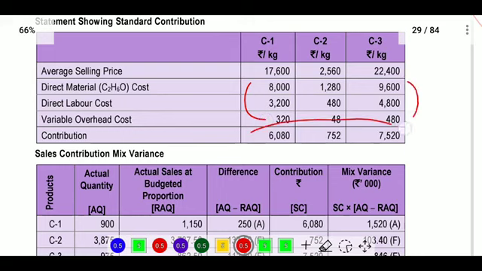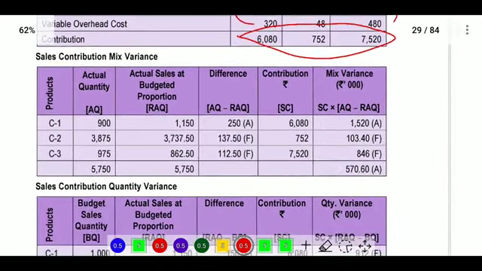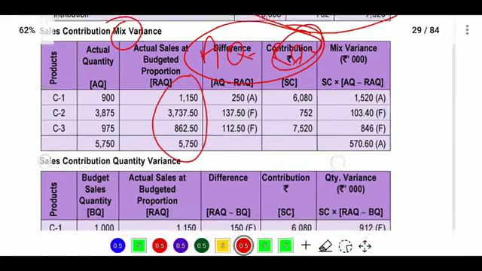We got the contribution. We also got the contribution above. Next, we require the sales contribution mix variance. Mix variance means actual quantity minus revised actual quantity. For actual quantity, we know what they provided; the revised quantity we will calculate. How will we calculate it?